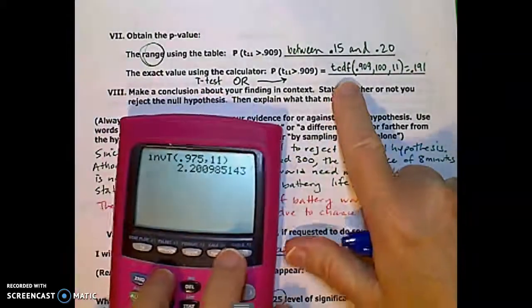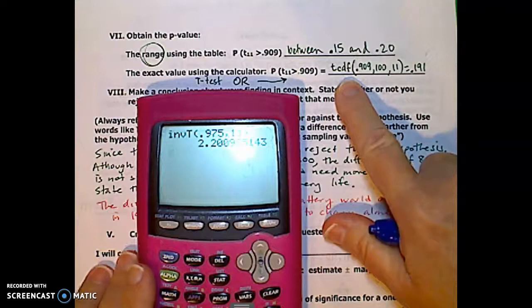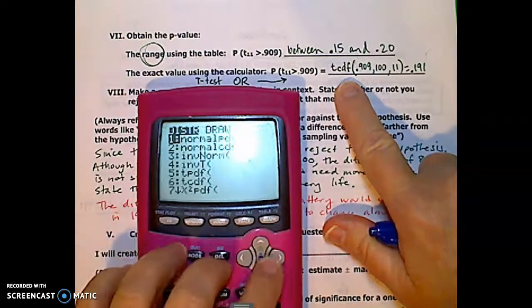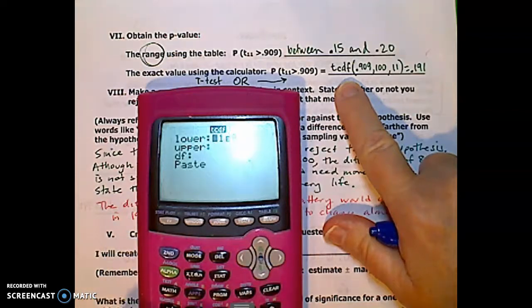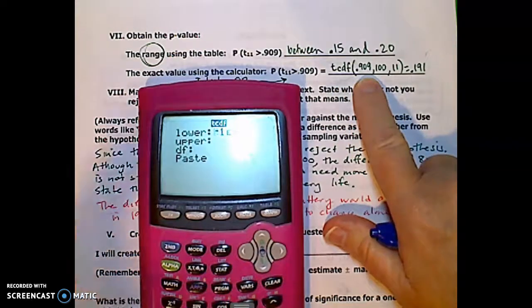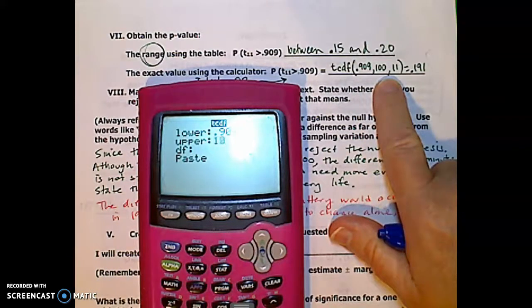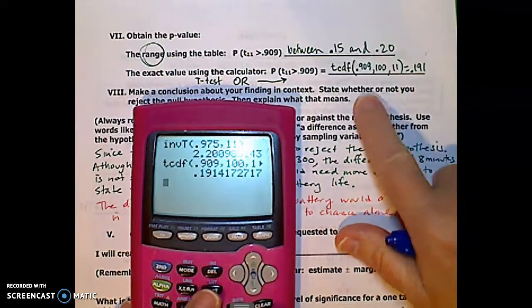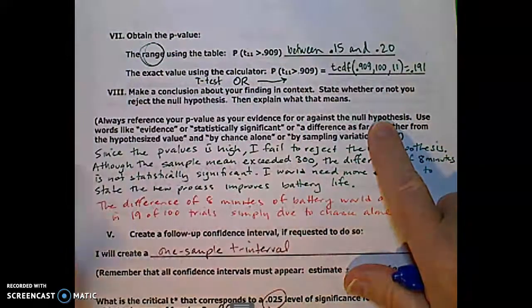You could use TCDF. I'll go ahead and show you that one again. So it's second distribution, TCDF, number 6. And on this one we want an upper end, so our lower boundary is 0.909. Upper boundary, let's just put in 100, you can put in 1,000. Degrees of freedom is 11. Paste that function. There it is, our 0.191. So you have a lot of choices.